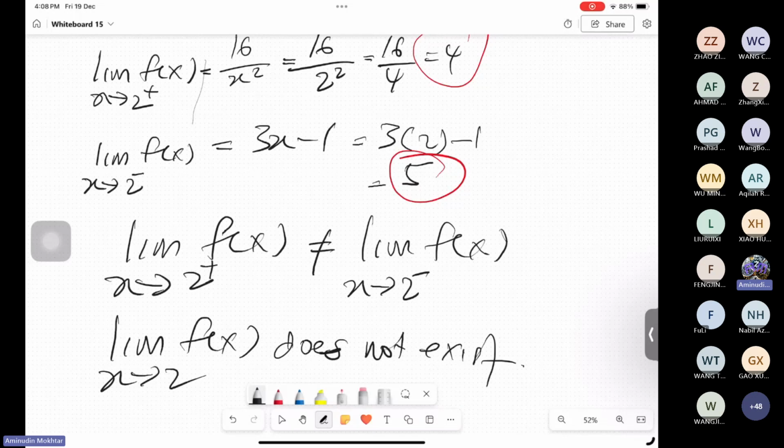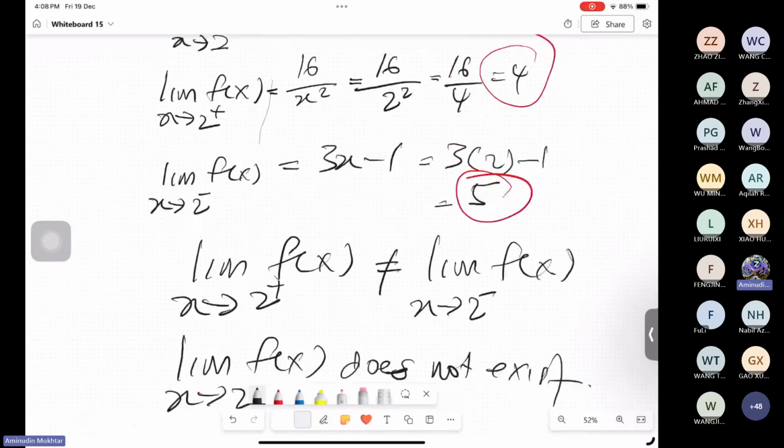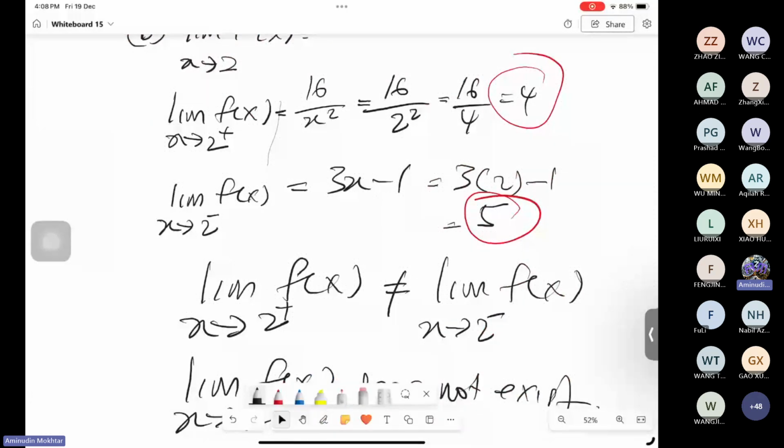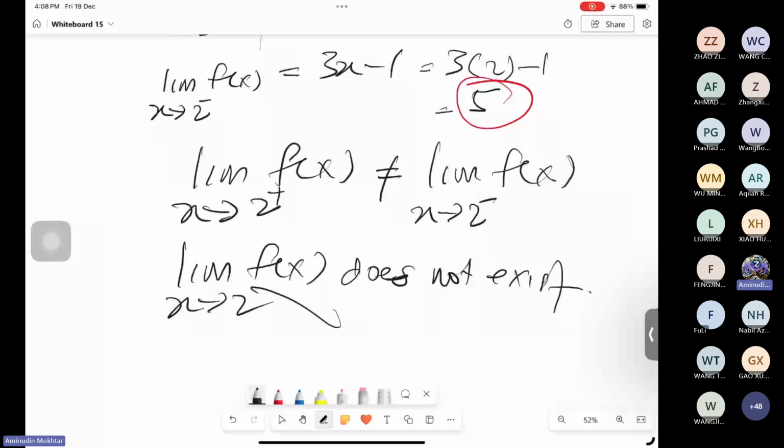Does not exist. Okay, that's how to identify whether the function has a limit or not. The first part, the function is defined. The second part, the function does not have a limit. The limit does not exist when x approaches 2.